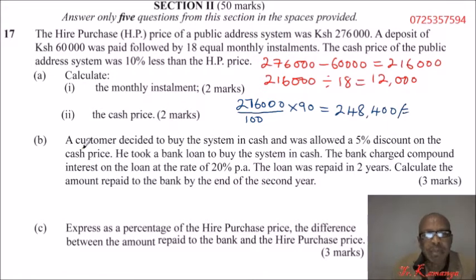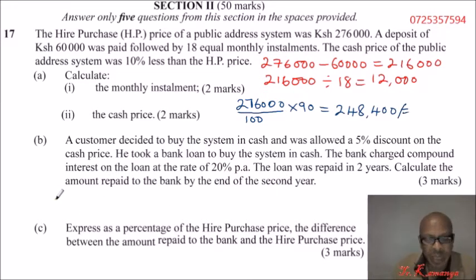We go to part B of the question. A customer decided to buy the system in cash and was allowed a 5% discount on the cash price. He took a bank loan to buy the system in cash. The bank charged compound interest on the loan at the rate of 20% per annum. The loan was repaid in 2 years. Calculate the amount repaid to the bank by the end of the second year.